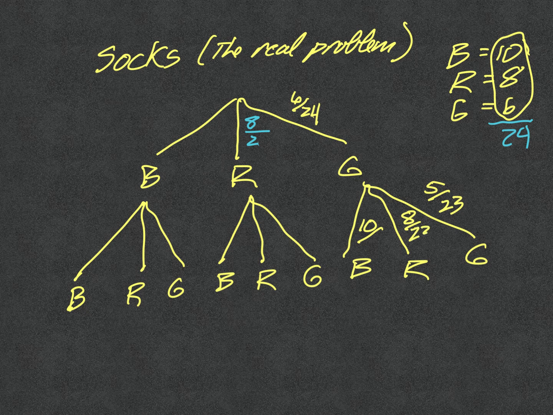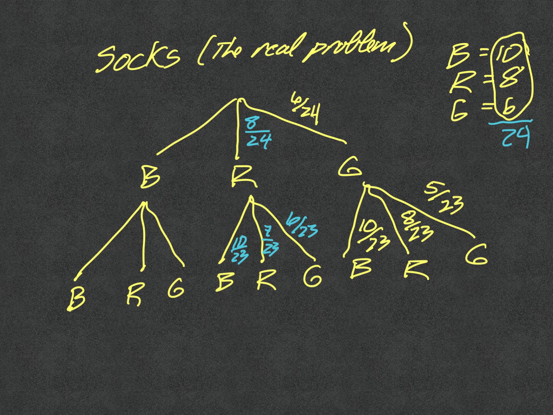And then in the same way, I would still have 8 reds out of 23 socks and 10 blues out of 23 socks. Okay? And you'll notice 10, 8, and 5 add to 23. That's why the denominator is now 23. And so if we move on and do the red socks, we have 8 out of 24 are red, and then we only have 7 red left and 23 socks left at that point. So 7/23rds. We still have 6 greens, so 6/23rds, and we still have 10 blues, so 10/23rds.